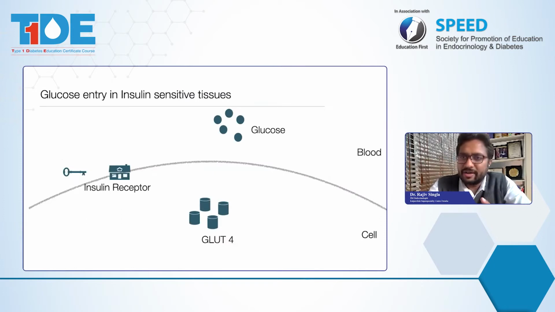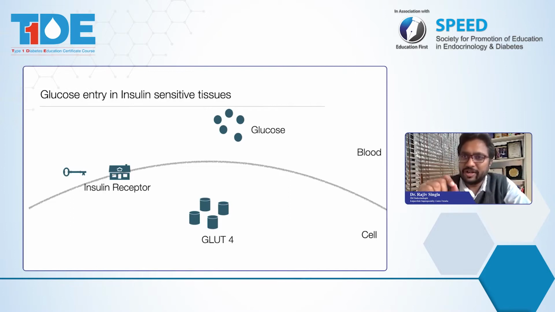Now, let's look at how glucose goes into the muscle cell. I tried to create an animation where the cell on the right side corner of your screen is a muscle cell. The muscle cell has an insulin receptor on the surface, which is always there. The GLUT4 receptors are within the cell, within the body of the cell. They are not on the surface of the cell.